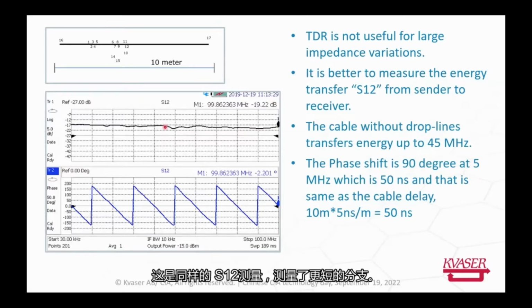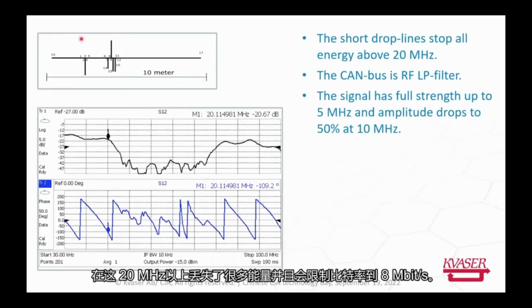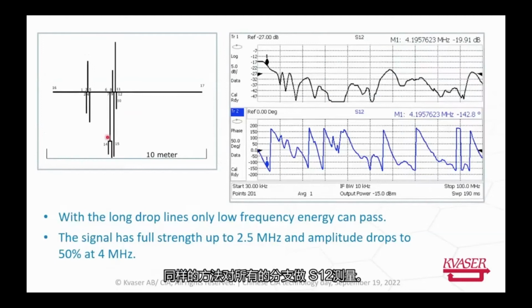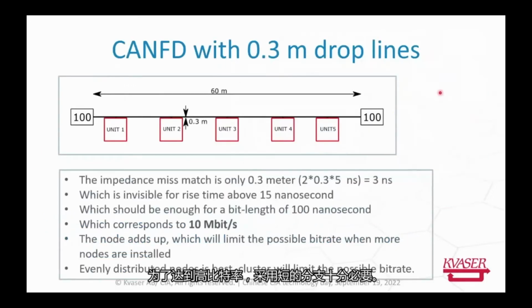This is the same S12 measurement with the shorter drop lines installed. Here is a huge drop in energy above about 20 MHz, and this will limit the bitrate to 8 megabits per second. This is the same S12 measurement, now with all the drop lines installed. Here is a huge drop in energy already at 2.5 MHz, and this will limit the bitrate to 1 megabit per second. To get a high bitrate, it's necessary to use as short drop lines as possible.